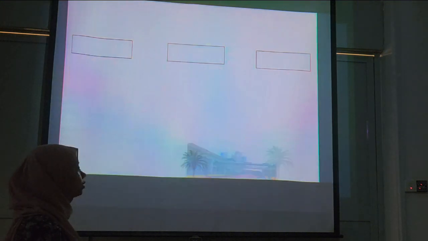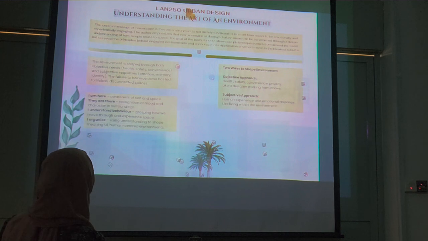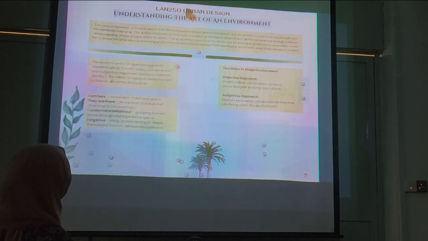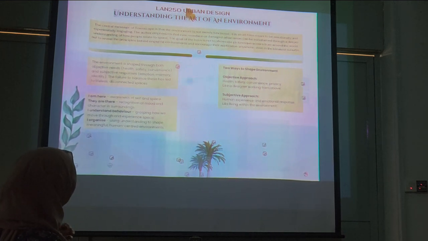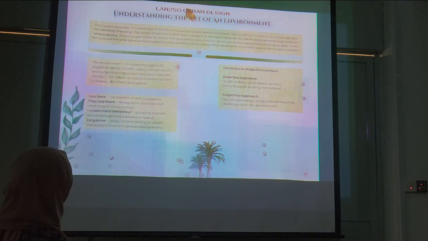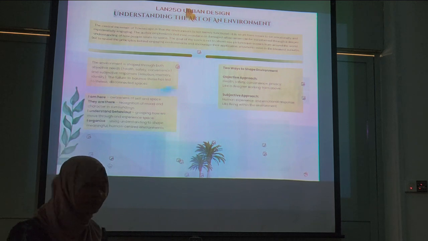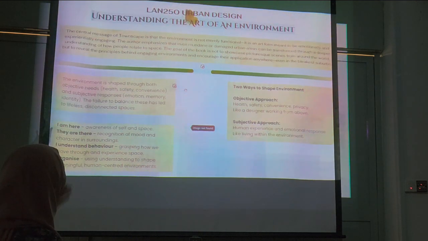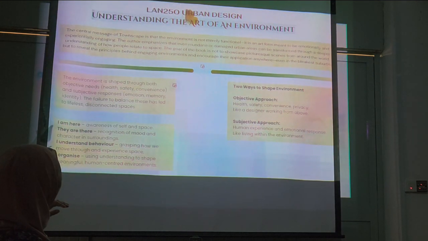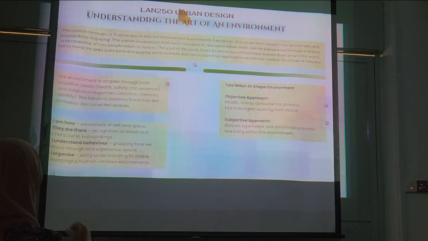Then the last one, this is the conclusion of this book, so I'll just summarize it. So the central message of TOWNSCAPE is that the environment is not only functional, but it is an art form meant to be emotionally and experientially engaging. The author emphasizes that areas can be transformed through a deeper understanding of how people relate to space.